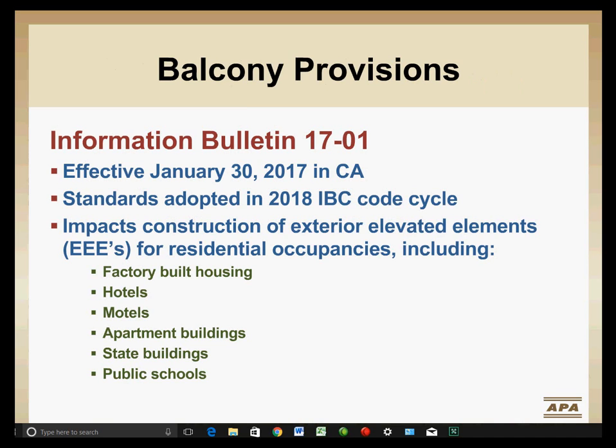Before we move on, though, I wanted to take a quick minute to touch on new balcony provisions, which are already effective in California and are going to be adopted in the 2018 IBC code cycle. In light of recent tragedies with exterior balconies, there are new code provisions for what are defined as exterior elevated elements, or EEEs. And this new code language is applicable to factory-built housing, hotels, motels, apartment buildings, state schools, and public schools.